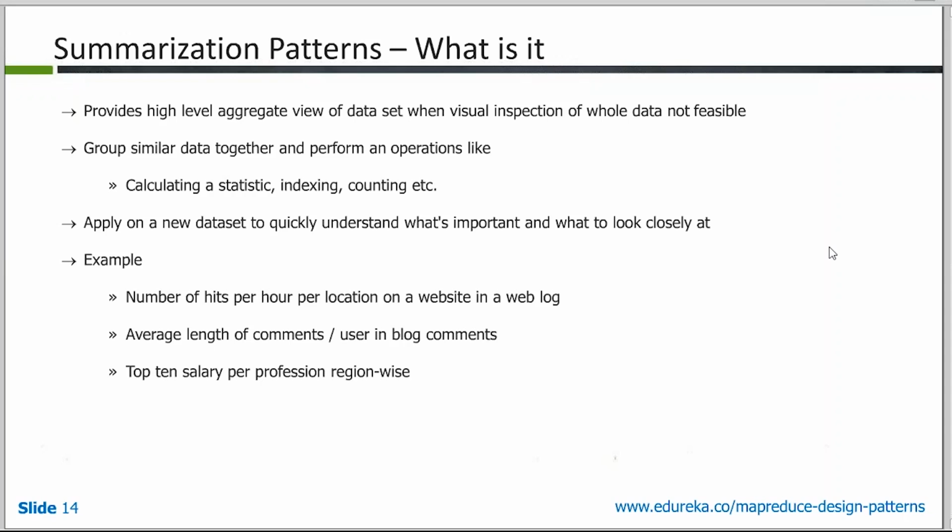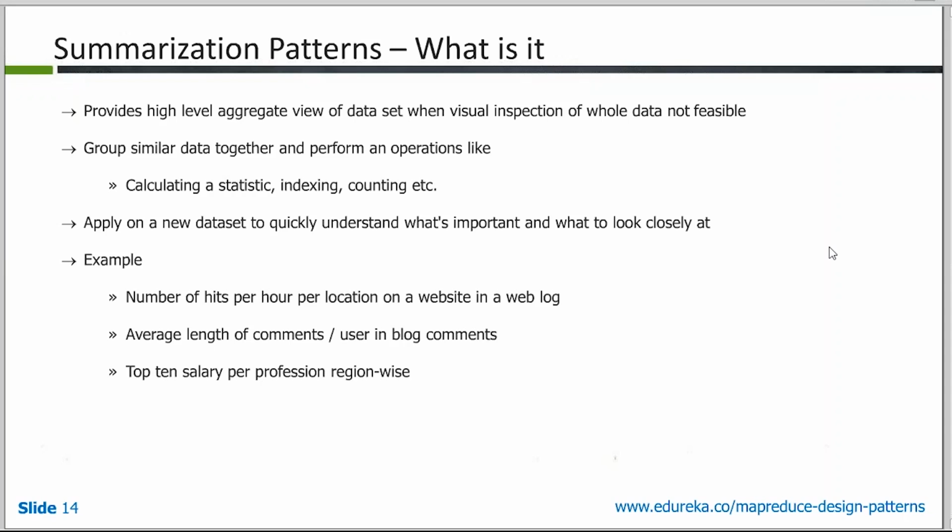Okay, so after those introductions, we finally come to the first class of design patterns, the summarization pattern. As I said, these patterns provide a very high-level aggregate view of the data set when visual inspection of the whole data set is not feasible. People who are new to big data, for example statisticians and analysts, have been doing this kind of aggregate view of the data, and that's probably the first thing they do when they have a look at a data set. They try to understand a few things about the data before they go ahead and do more interesting things. So summarization patterns come into the picture there.